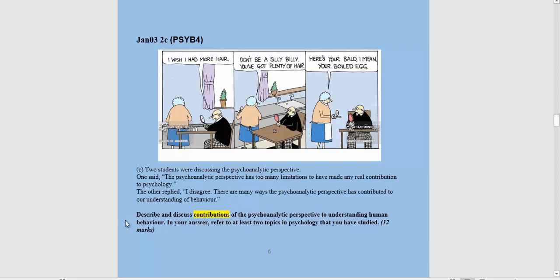The question that you need to focus on is this: describe and discuss. They might now word it discuss or evaluate contributions of the psychoanalytic perspective to understanding human behaviour. That's the first part of your essay question. The second part is: in your answer, refer to at least 2 topics that you've studied. This one would have been a 12 marker. For you guys now, we can have 16 marks as our maximum. So describe and discuss contributions, but refer to 2 topics.